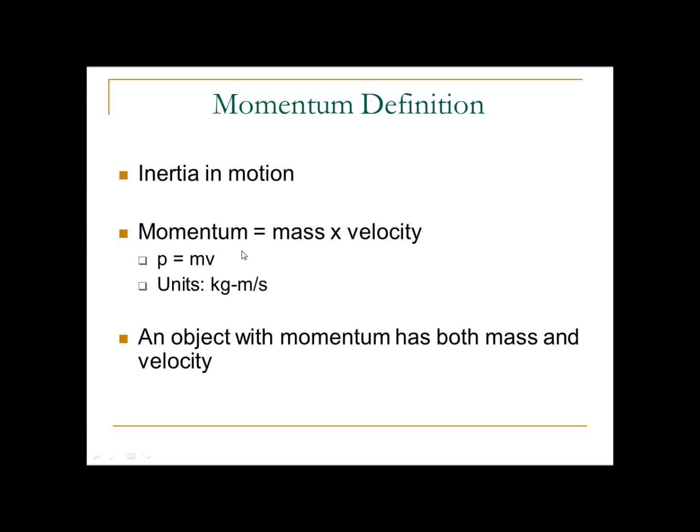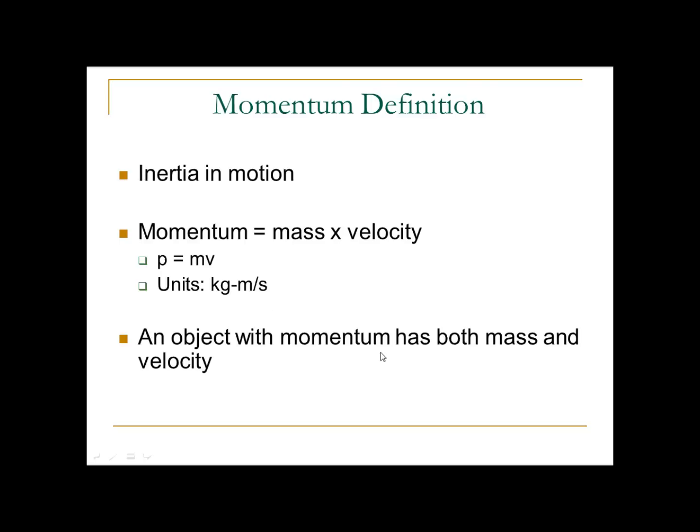So this is a vector quantity because it deals with direction. Velocity has a direction. The units are simply putting the units of these two pieces together. Mass is in kilograms, velocity is in meters per second, so the unit of momentum is a kilogram meter per second.